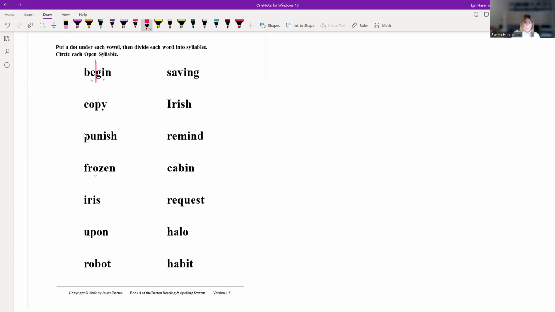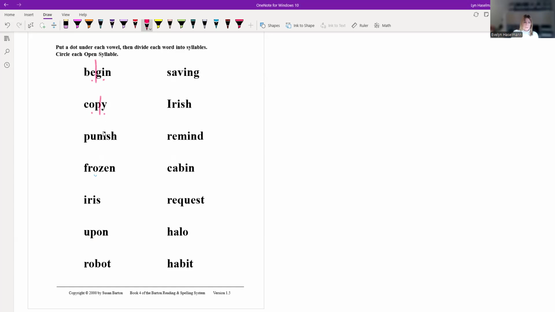And then circle each open syllable. So the word is begin, begin. I'm going to come back at the end. Do I want to do that? Yeah, it's just a lot of putzing around. So I'm just going to do these for the sake of time. And then I will come back and code which ones are the open syllables.